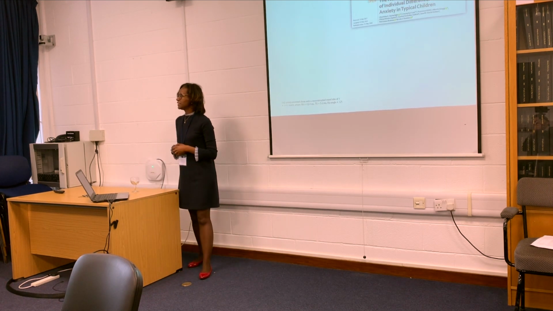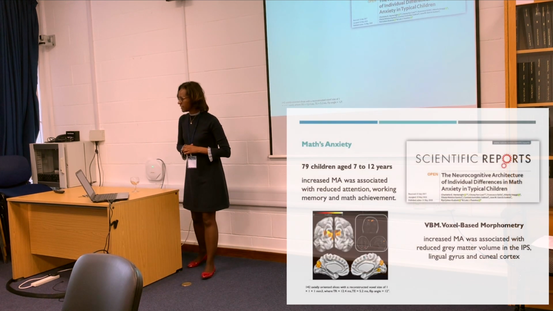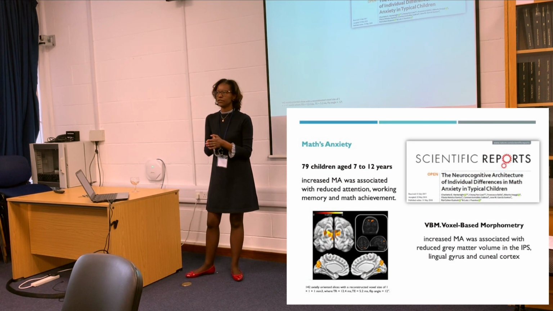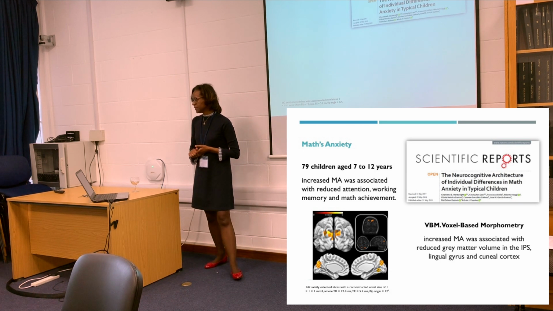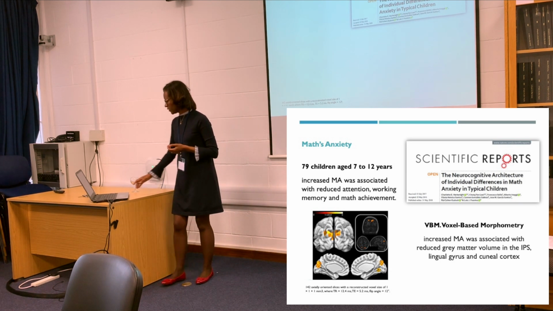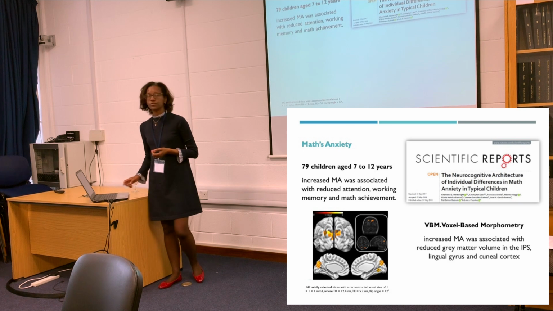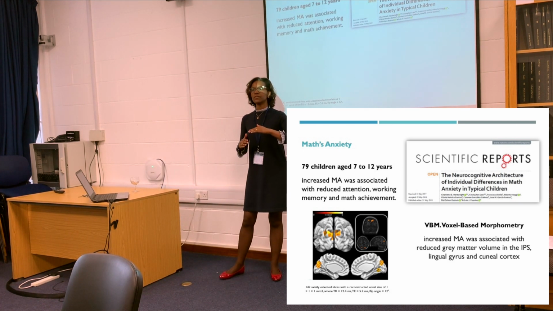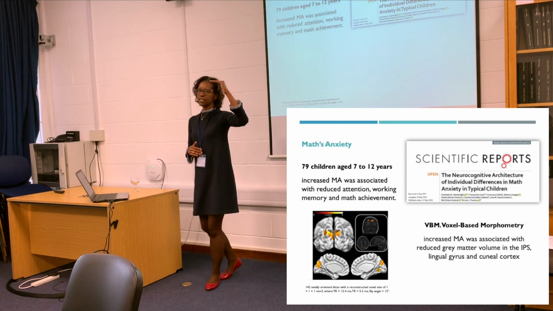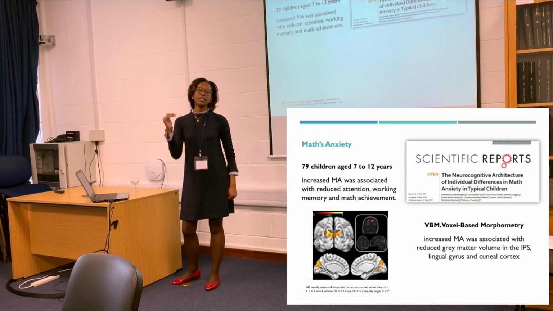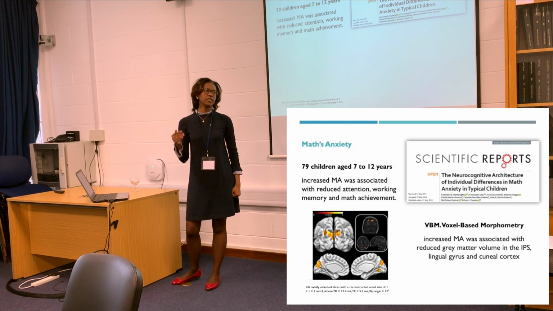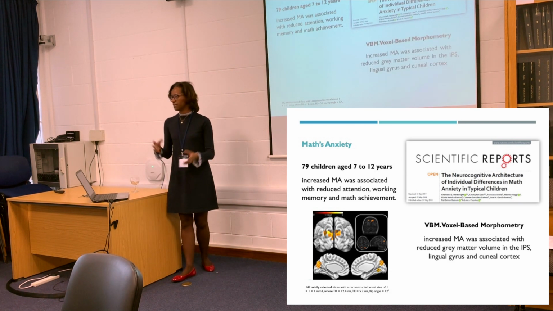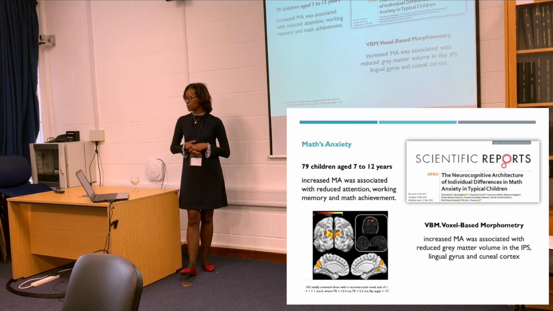And in this study, I had the opportunity to collaborate. We're looking at neuropsychological and neuroimaging results of children with typical development from 7 to 12 years old. And we saw a clear association. When there was a high level of maths anxiety, there was a low performance in attention, working memory, and maths achievement. And when we're looking at neuroimaging, it has a clear pattern as well.